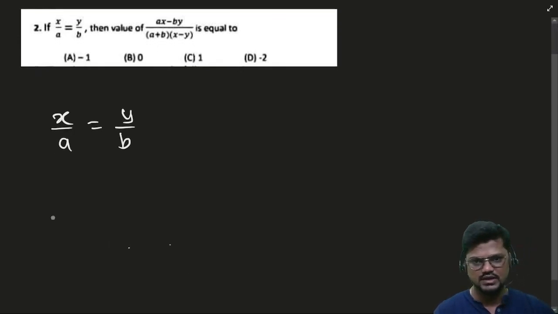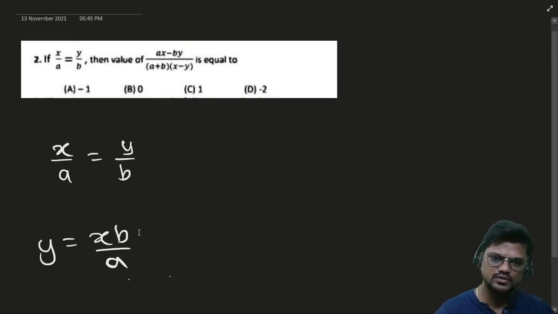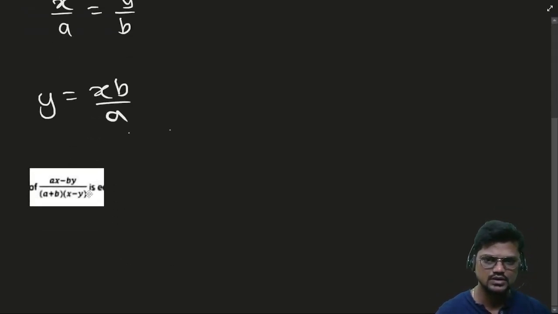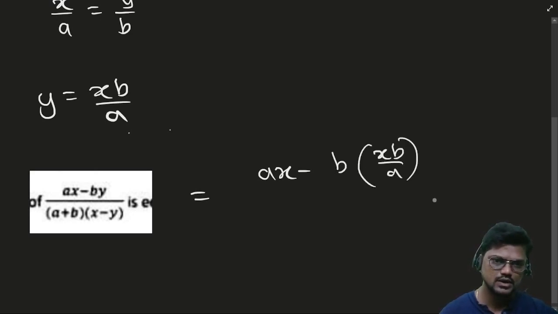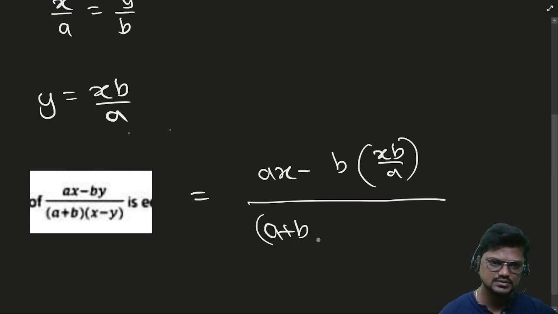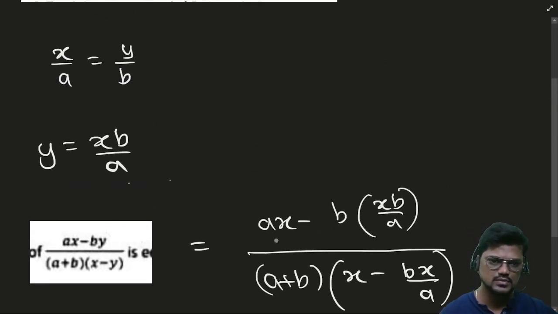Yeah. So what you can say, if x upon a equals y upon b, then I can say y equals xb upon a. Now whatever value you need, you can put that over here. In this, we'll put the value of y as xb upon a. So what you have, ax minus b into y. The value of y is xb upon a, upon a plus b as it is. And over here, x minus y again, you can write bx upon a. Fine? Yeah, this is fine.